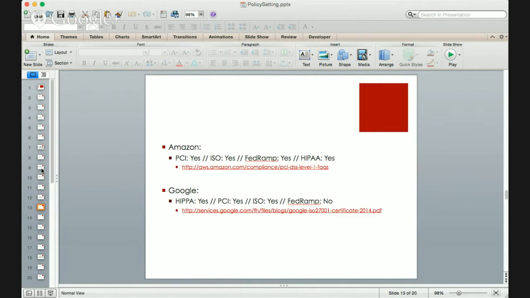Google, on the other hand: PCI, yes. ISO, yeah. FedRAMP, at least the last time I checked, no. They weren't FedRAMP authorized. So if you're a federal organization looking to move to the cloud, because they're not FedRAMP certified, it's quite possible that you're not able to move your federal infrastructure, your federal platforms, to the Google Cloud infrastructure because they aren't certified on FedRAMP. All right.